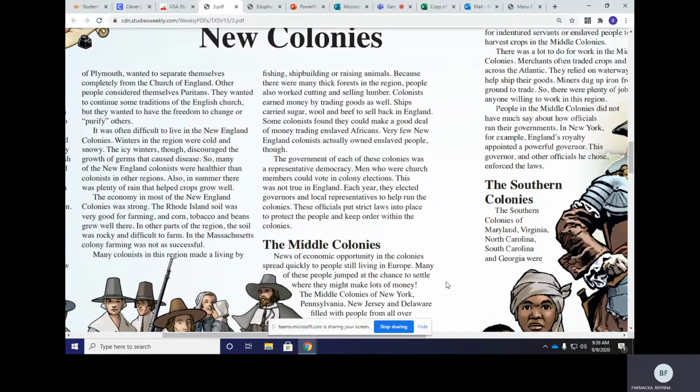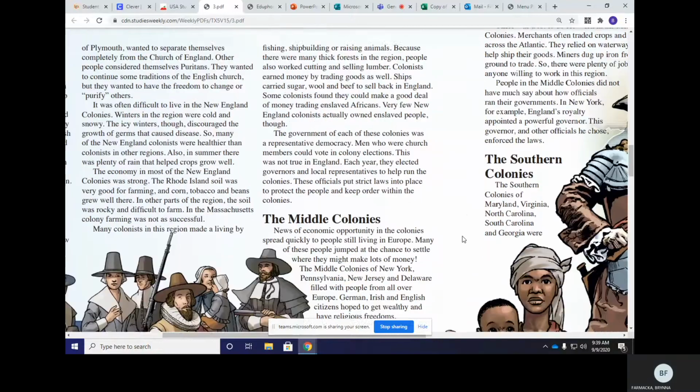The government of each of these colonies was a representative democracy. Men who were church members could vote in colony elections. This was not true in England. Each year they elected governors and local representatives to help run the colonies. These officials put strict laws into place to protect the people and keep order within the colonies.